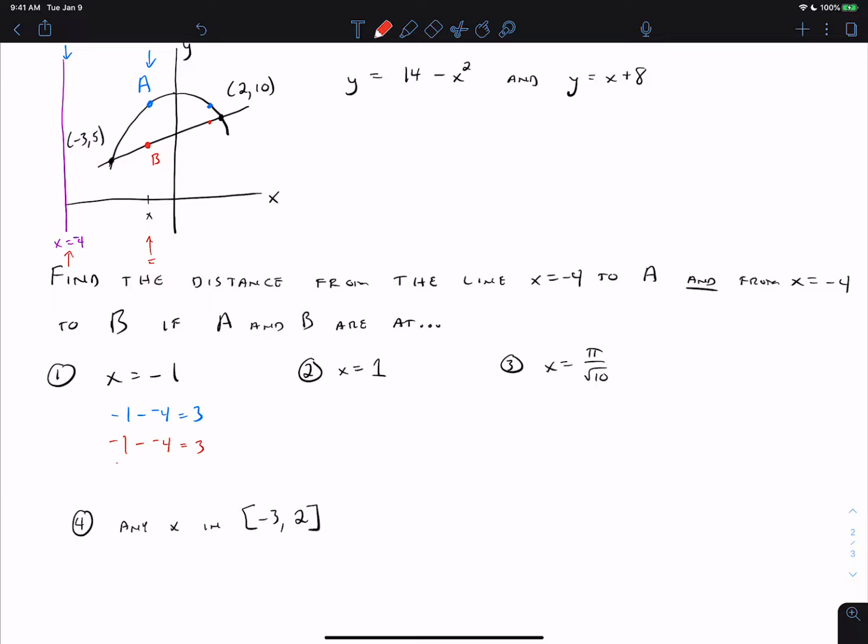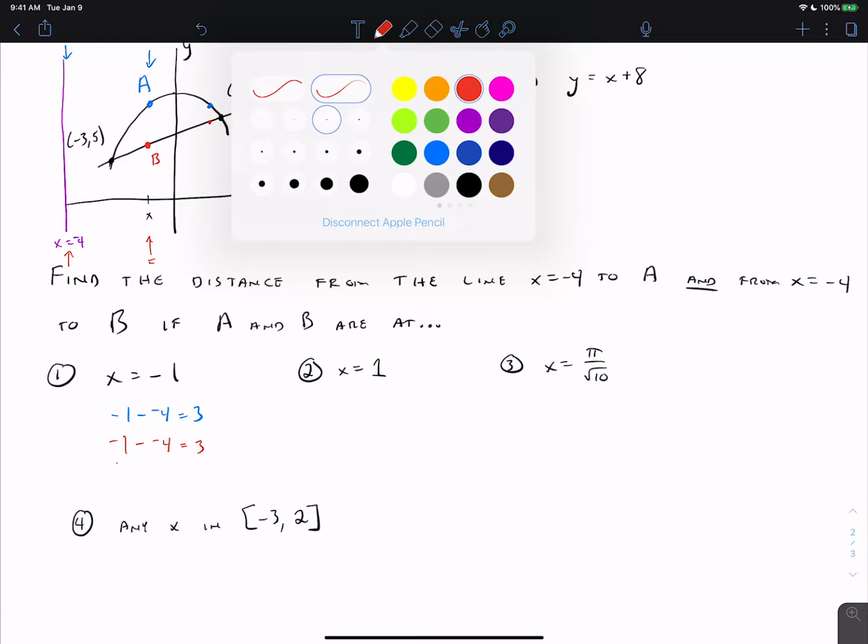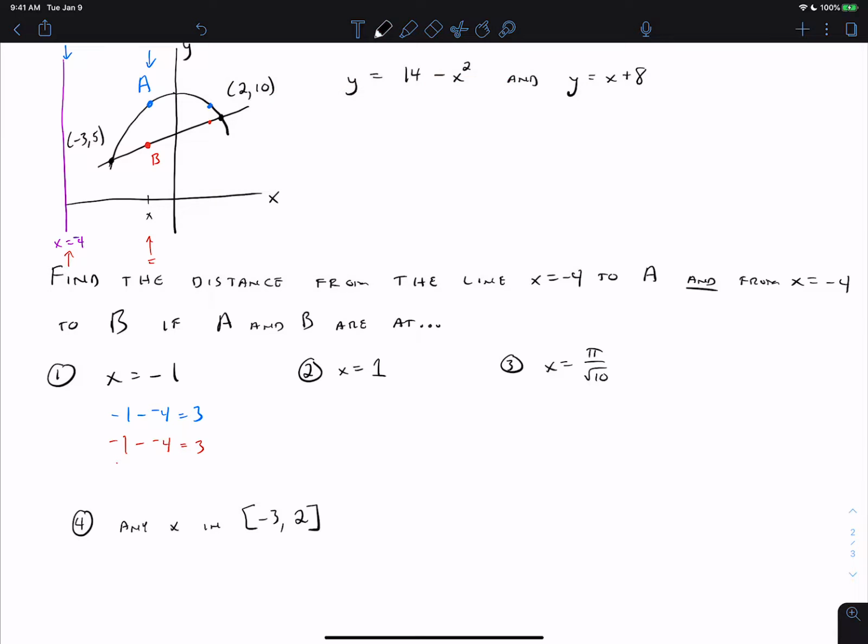You do it that way because you do the x on the right minus the x on the left, and this time the line is to the left of the region. So here we get 1 minus -4, which is 5. Here we get pi over radical 10 minus -4, which you can simplify if you want. Here you get x minus -4, which simplifies to x plus 4.